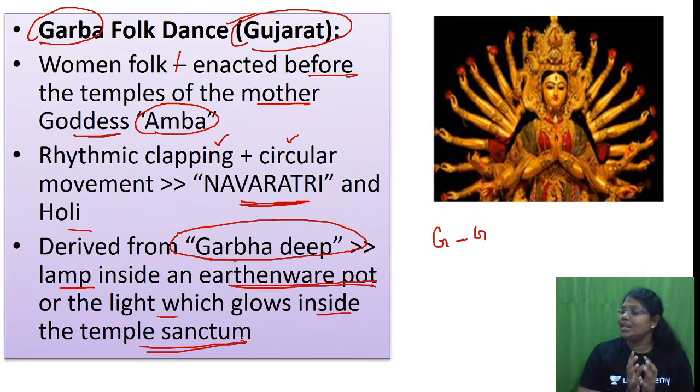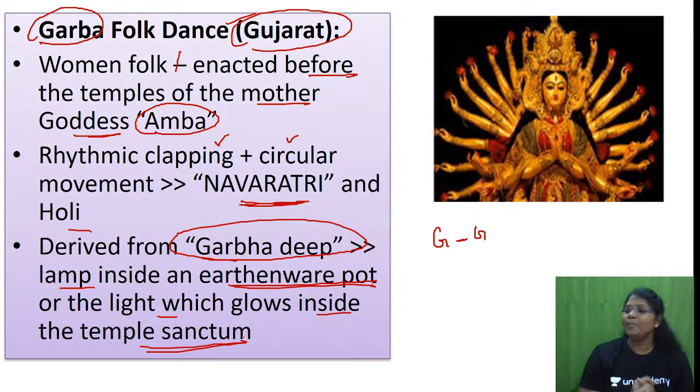So, how will the Garbhagraha be? Will it be fully lighted? No, it will be a dark place. Inside that, you will have a small light. So, the indication is that it is derived from Garbhadeep. Garbhadeep is nothing but, just imagine, mother's womb. Baby in the womb.